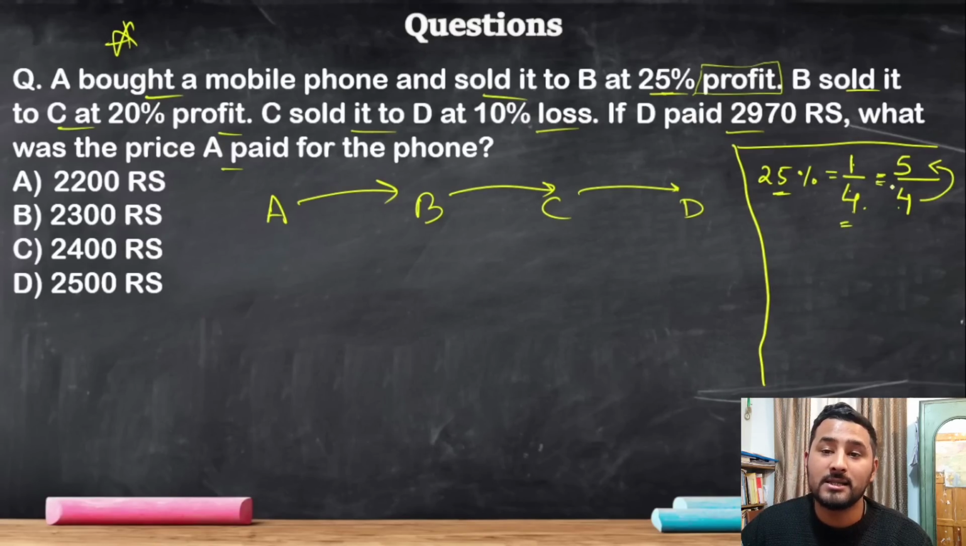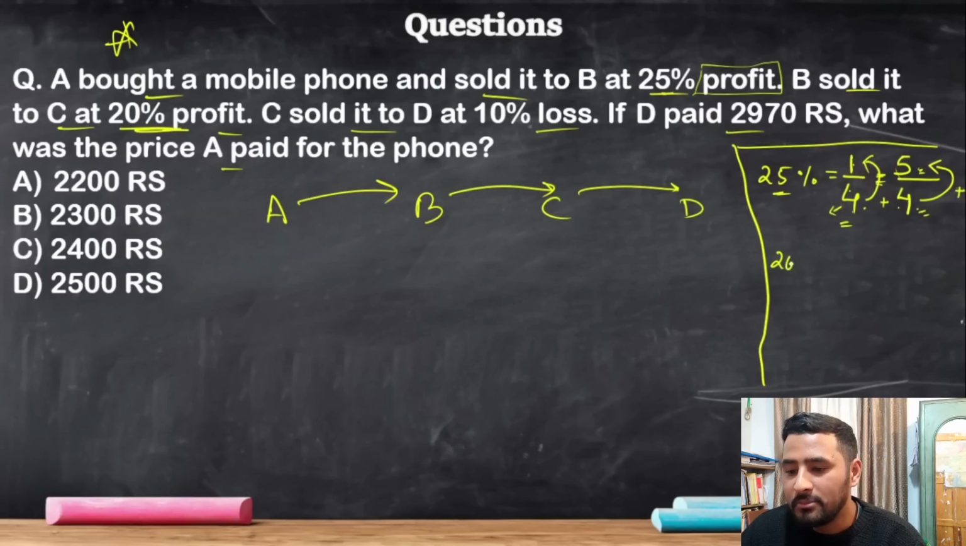This I can write as how? If our 4 is CP, our SP should be more than CP, then only you will get profit. So if CP is 4, our SP will be, just add this one, 4, not this one, okay? Should add 4 plus 1. In the numerator, you'll get 5, and this will be your 4. That means SP will be 5, CP will be 4. Clear? Now let's see. B sold it to C at 20% profit.